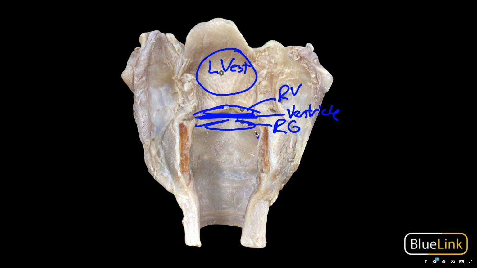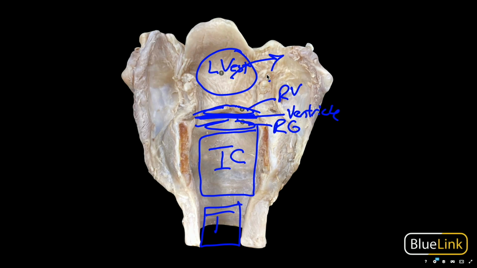And then below the vocal folds, we have the infraglottic cavity. And then below the infraglottic cavity, surrounded by the trachea, is the lumen of the trachea. So we would go from the lumen of the trachea to the infraglottic cavity, to the rima glottis, to the ventricle, to the rima vestibuli, to the laryngeal vestibule, out into the laryngopharynx and regions proximal.